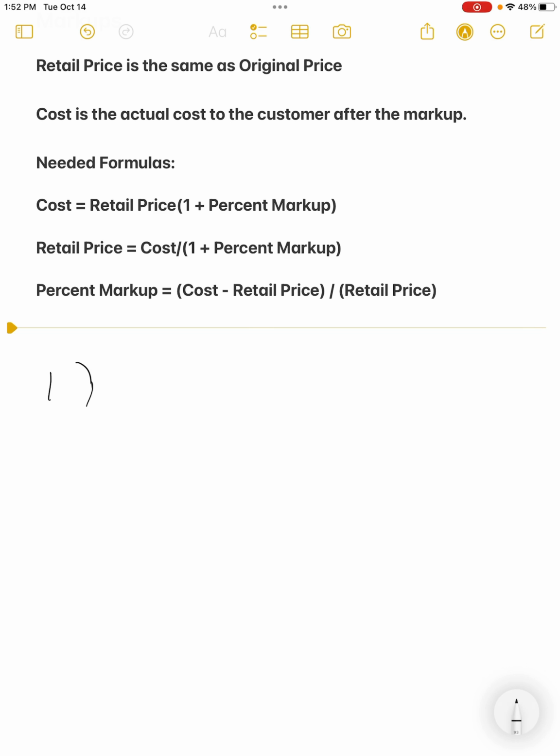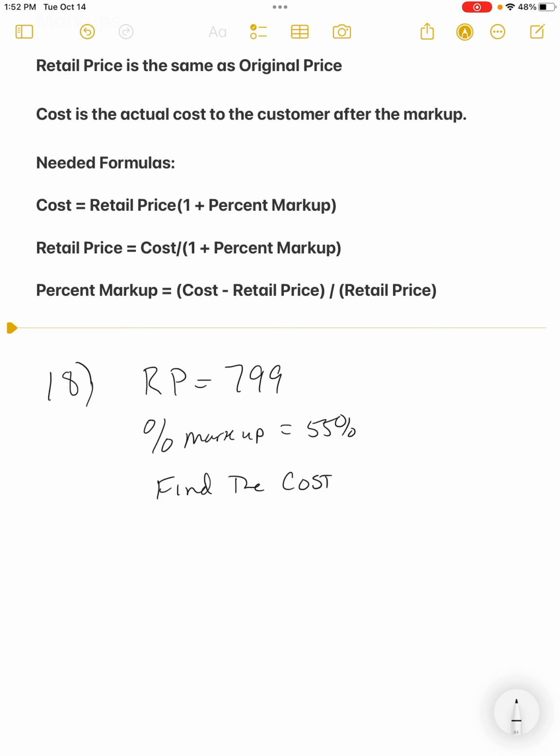Let's take a look at number 18. So the retail price is equal to $7.99. The percent markup, they're going to mark that up by 55%. And they're asking for us to find the cost of the item.